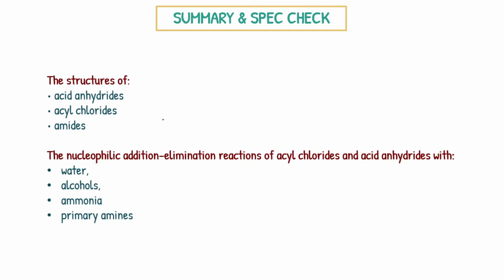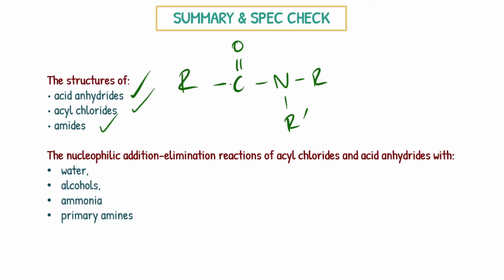All right, guys, so let's go through a summary and check of the spec. All right, this is really important. You want to make sure you're going through the specification yourself, checking that you know everything you need to. So we went through the structure of acid anhydrides. We did that. Acyl chlorides, we did that. And amides, okay, just going over amides again real quick. C-O-N-R, R prime, and then this can be an R group, okay? And this right here, this is the amide linkage, okay? The C-O-N. All right, that's our amide linkage right there.